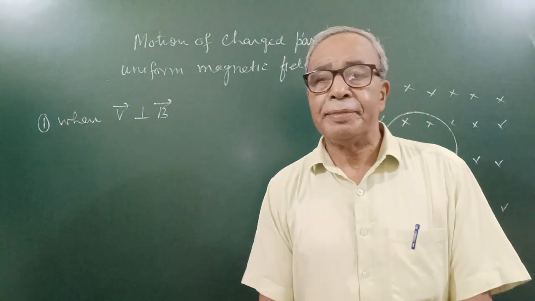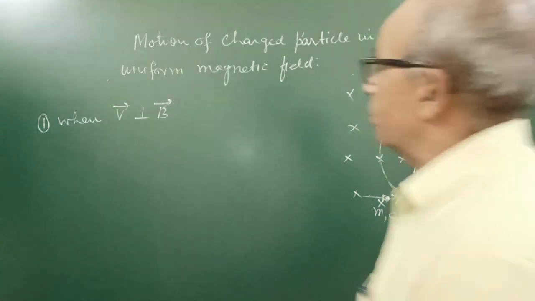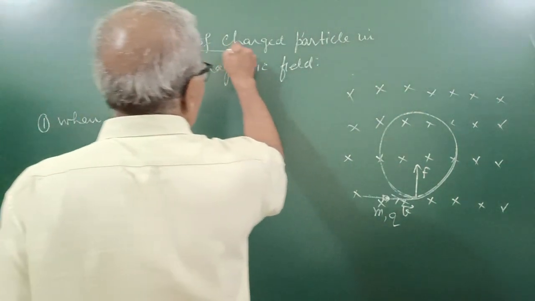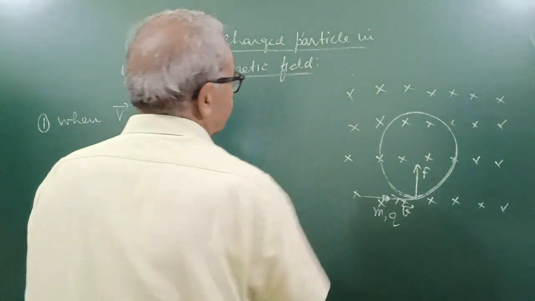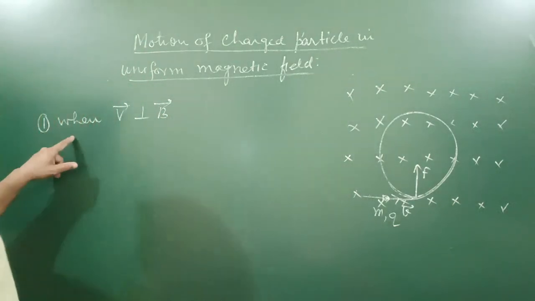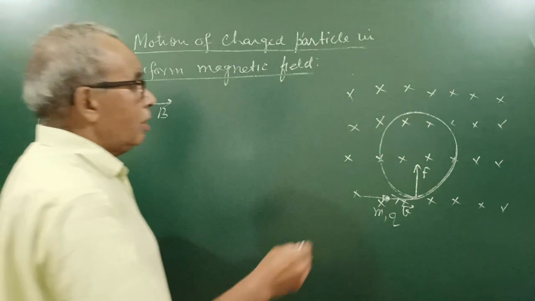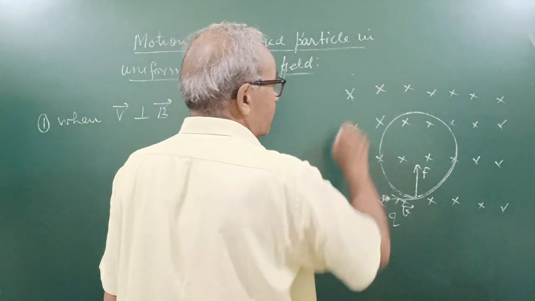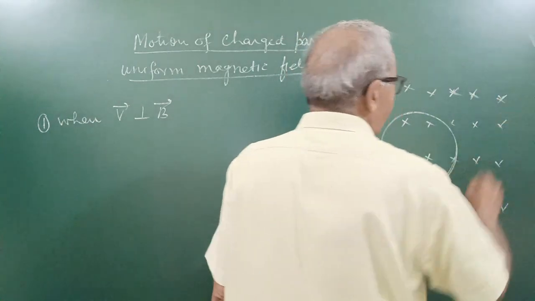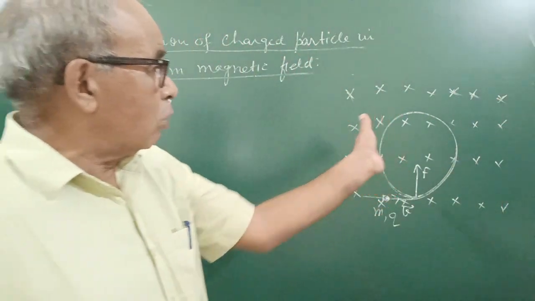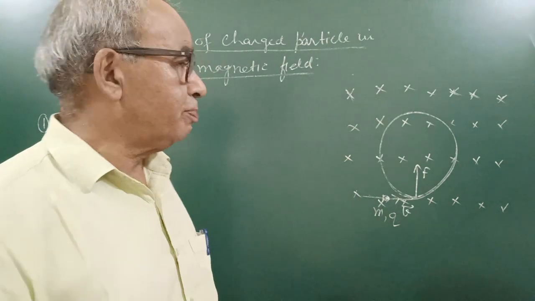Yes, dear students, in this video I will take the topic motion of charged particle in uniform magnetic field. Case number one, when velocity v is perpendicular to magnetic field B. In this figure, we represent uniform magnetic field by cross. Cross means the magnetic field is normal to the plane of the board and into it. You will say magnetic field normal to plane of paper and into it.